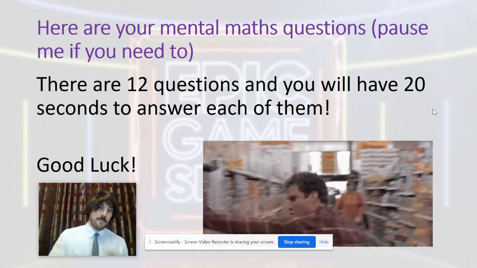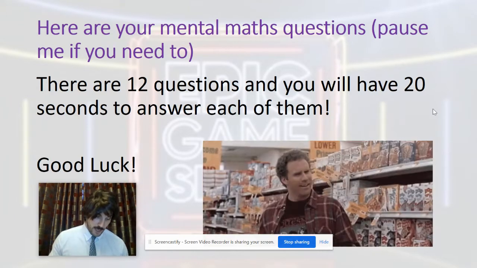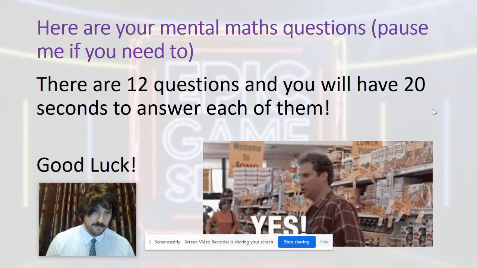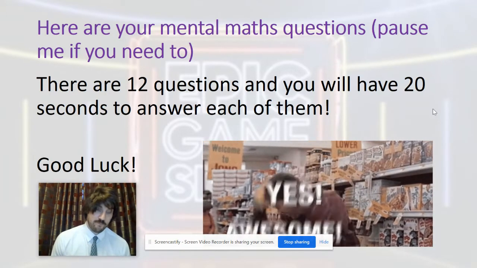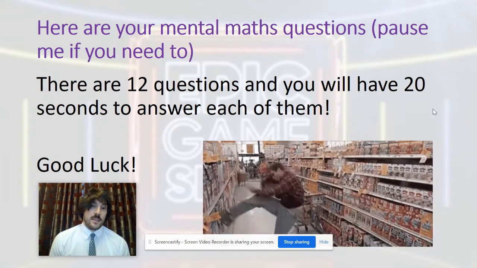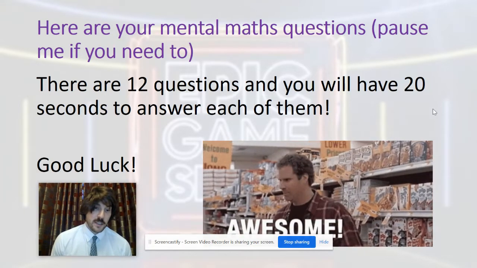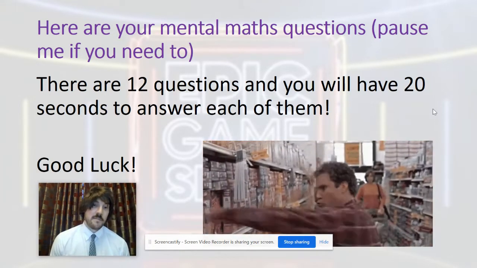Number 8. Imagine, if you can, a square-based pyramid. How many faces does a square-based pyramid have?